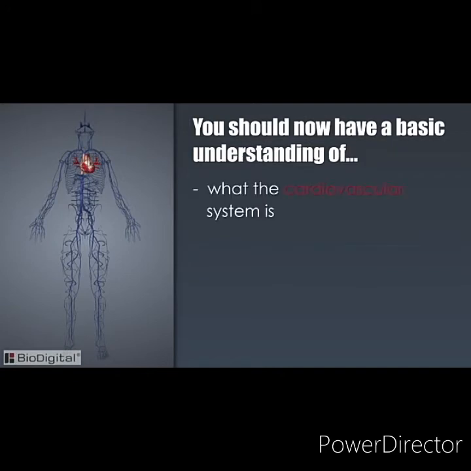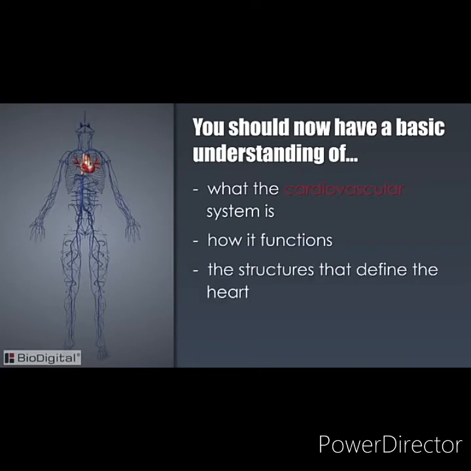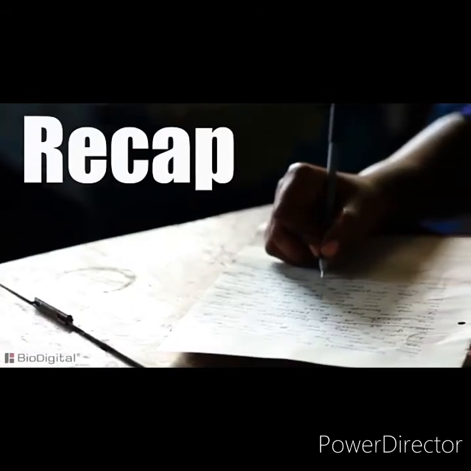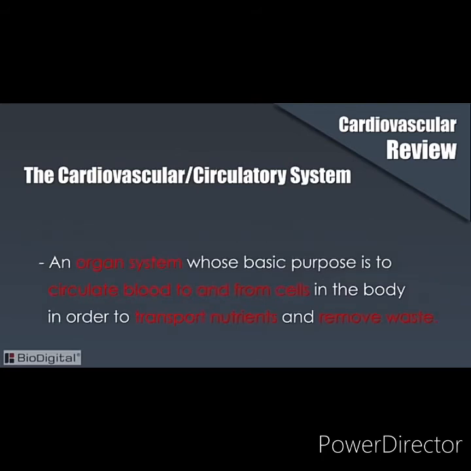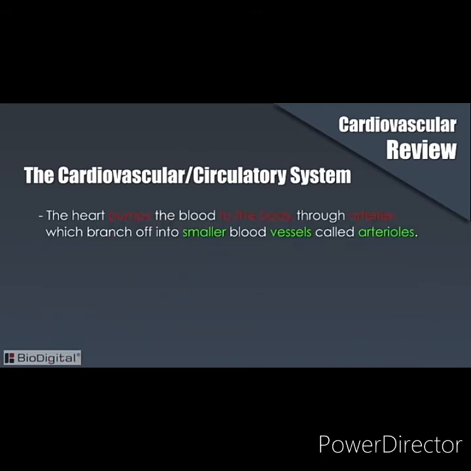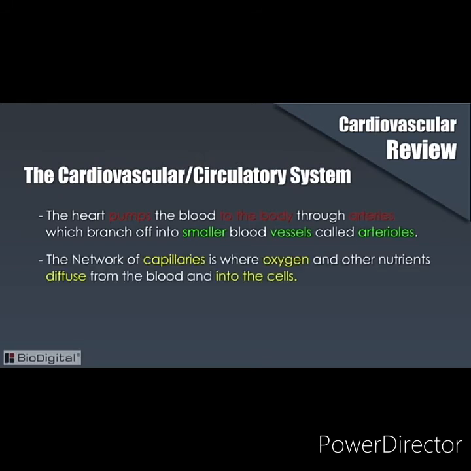You should now have a basic understanding of what the cardiovascular system is, how it functions, and the structures that define the heart. Recap. The cardiovascular circulatory system is an organ system whose basic purpose is to circulate blood to and from cells in the body in order to transport nutrients and remove wastes. The heart pumps the blood in the body through arteries which branch off into smaller blood vessels called arterioles. The network of capillaries is where oxygen and other nutrients diffuse from the blood and into the cells.